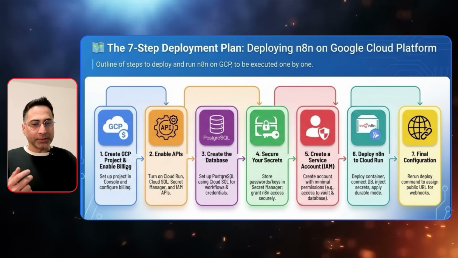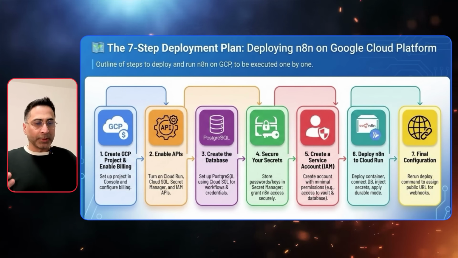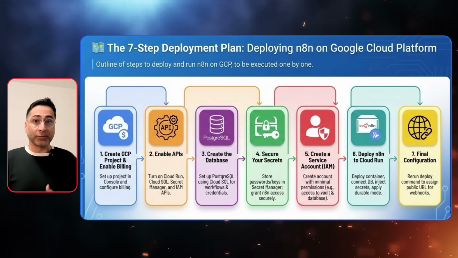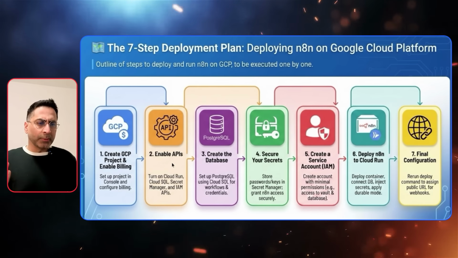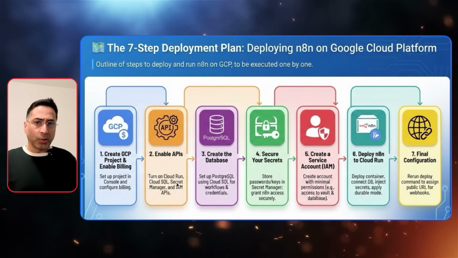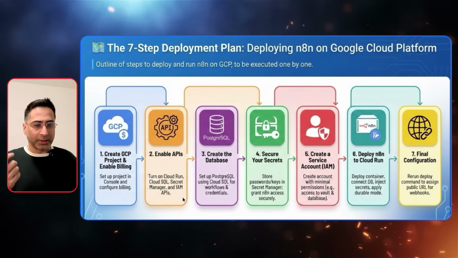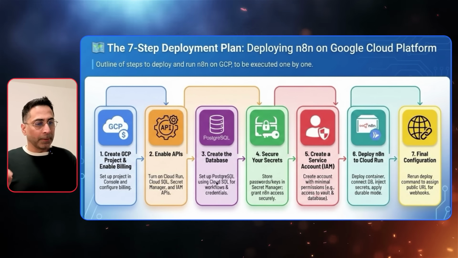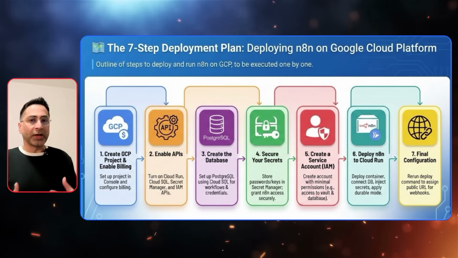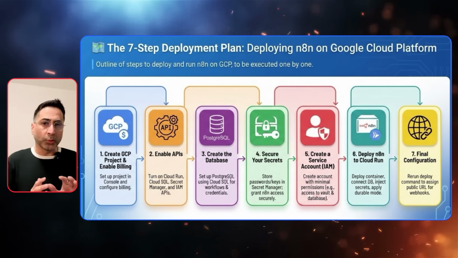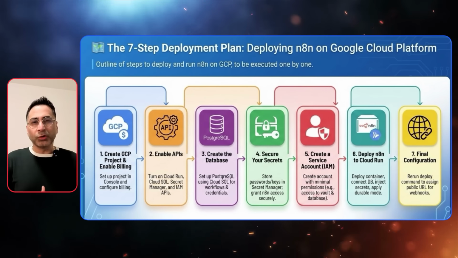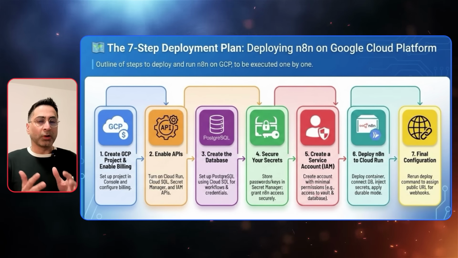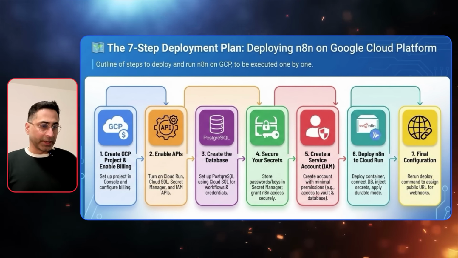Step 1 is really ensuring and enabling that you have a GCP project which is billing enabled. Then we will enable some of the APIs which are required. So that will be Cloud Run, Cloud SQL, Secret Manager, and IAM. These are all the APIs that you need to enable one time. And then once you're done with that, you will create a database, right? In this scenario, we'll be using a Postgres database. And this database is going to be used for you to store all of the N8N workflows and credentials.